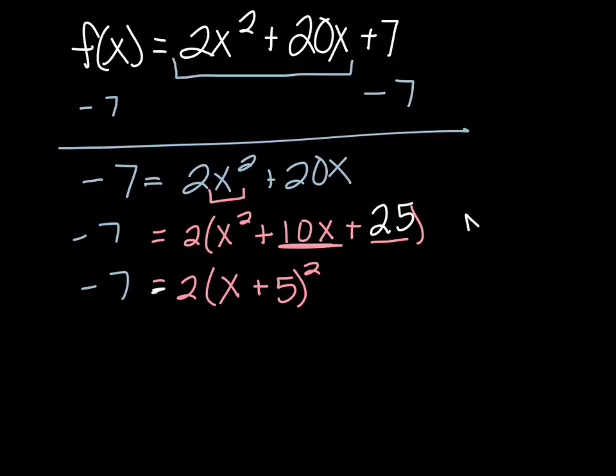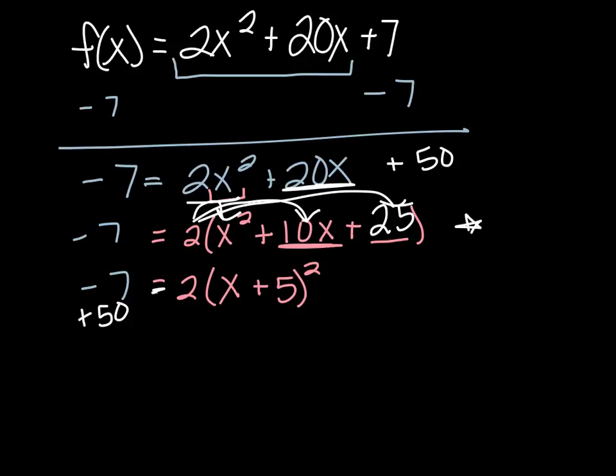Well, let's look at this line right here. That would give me 2x squared. That would give me 20x. That would give me plus 50. So truly I didn't add 25, I added 50, which means I need to add 50 right here.